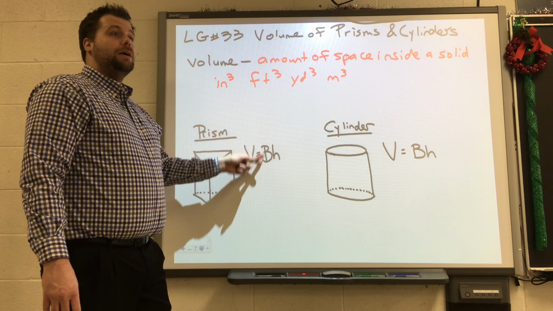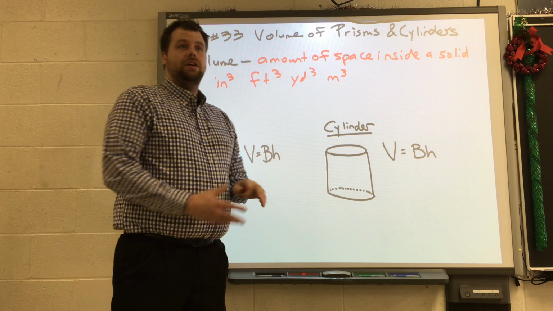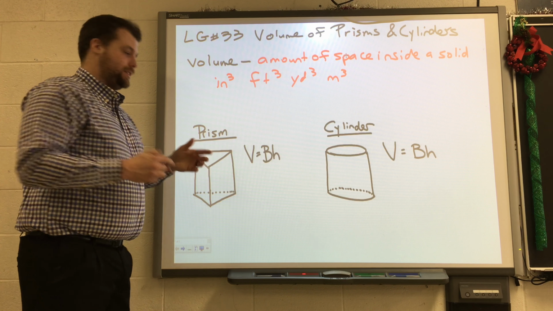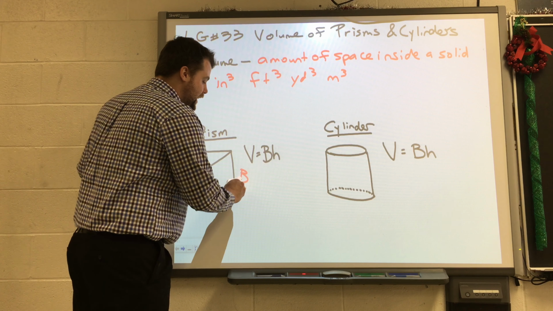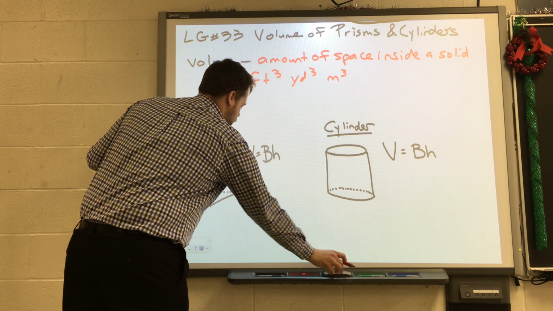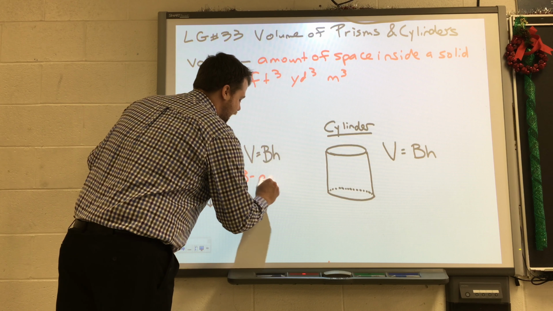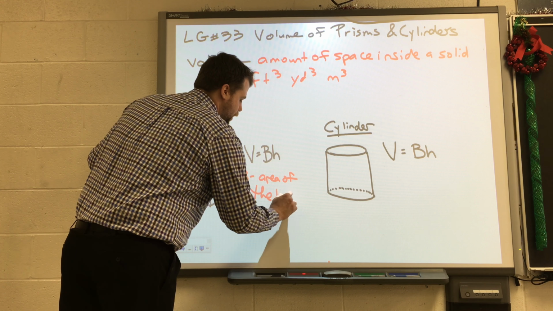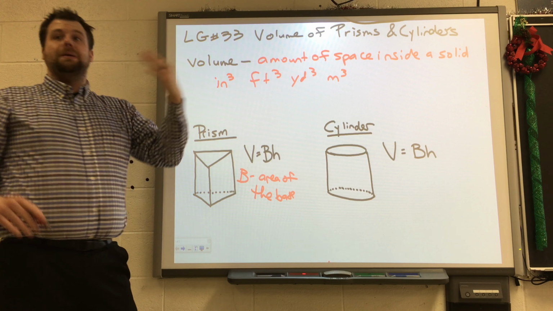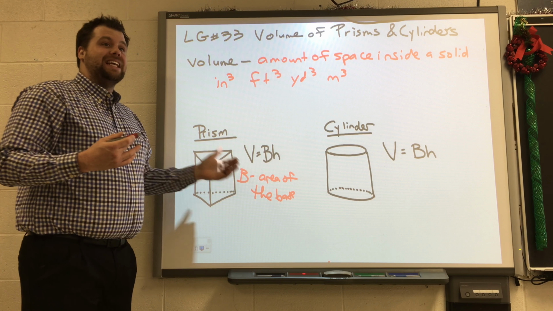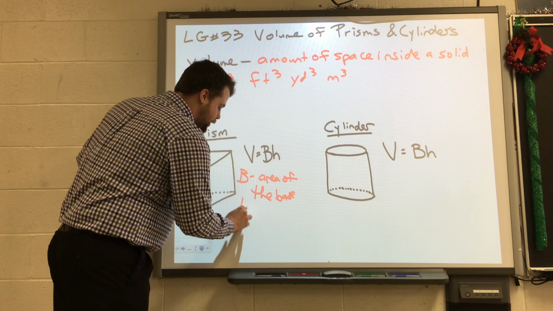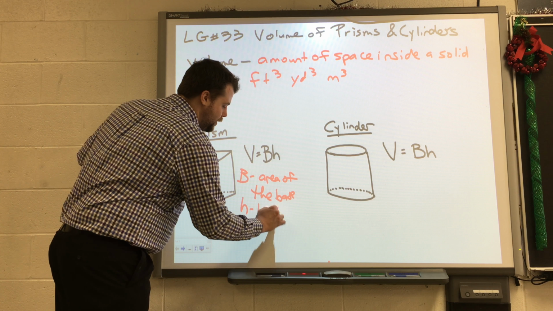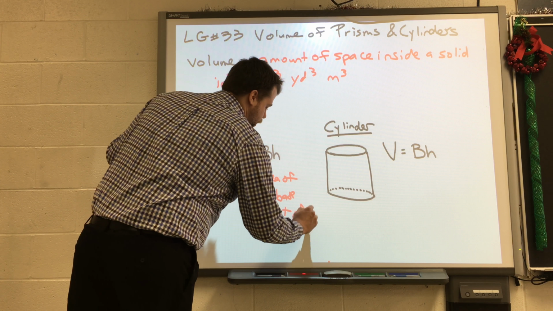All right? Now, the volume formula for each one of these is exactly the same. Volume equals B times H. Now, we got to understand what B is. For both of these, B is the area of the base. That's very important because most people go, oh, B, that's the base. No. B is the area of the base. H is the height of the solid.